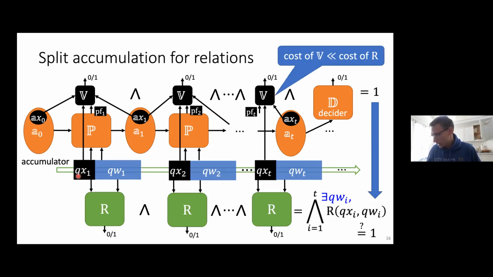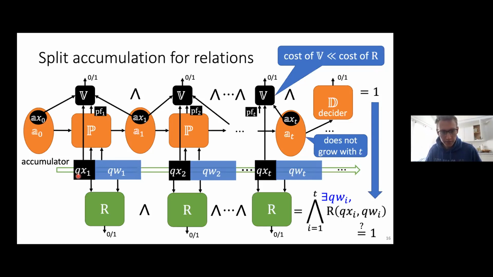So what should hold is similar properties as before with accumulation. We want that the cost of the verifier is much cheaper than the cost of the relation, and that the accumulator, the entire accumulator, does not grow with the number of accumulations. So now this is a more general accumulation scheme, right? It's easy to see that atomic accumulation is just a subcategory of this, and in particular the one where the witnesses are empty.